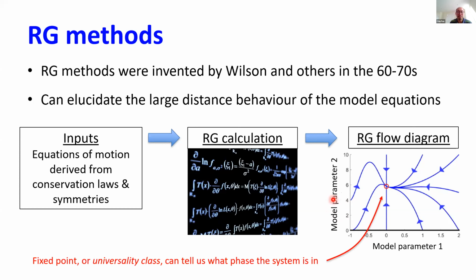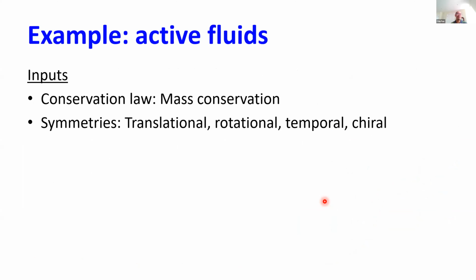Then the fixed point can tell us what phase the system is in. The fixed point is also called a universality class. This provides a way to identify novel phases, because if you identify a fixed point that's new, you can compare to the fixed points known in the literature, then you can conclude that the system you are looking at, with this type of symmetries and conservation laws, constitutes a new phase in physics.